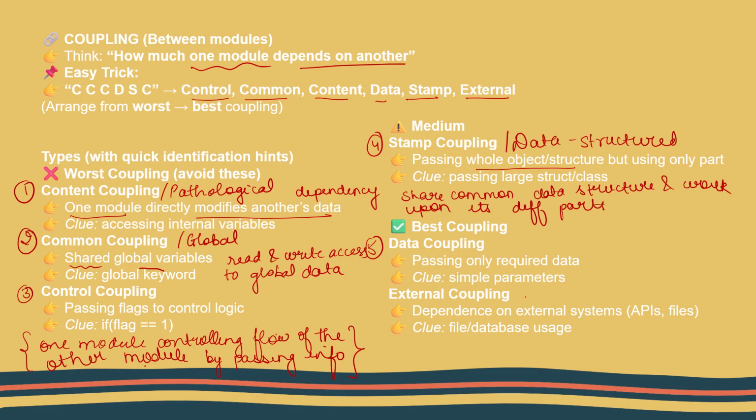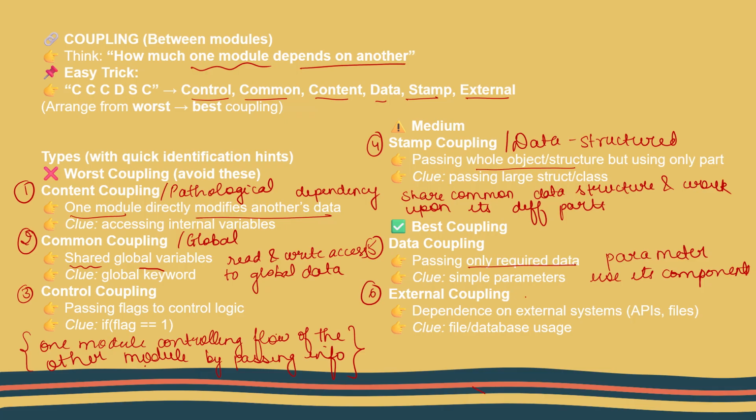Next is your data coupling. Data coupling is basically when two modules interact with each other by means of passing data, that is parameters. If a module passes a data structure as a parameter, then the receiving module should use all its components. Passing only required data as parameter is data coupling.